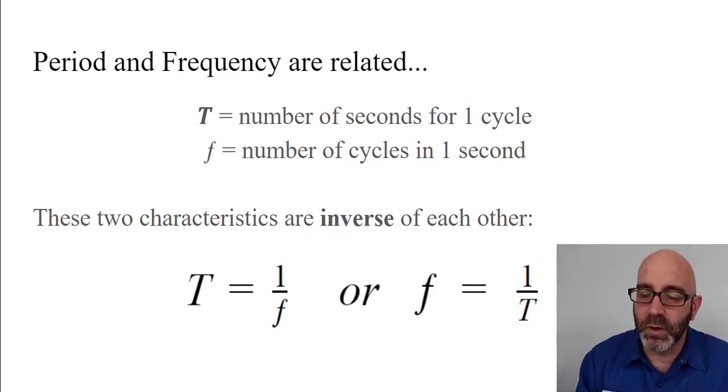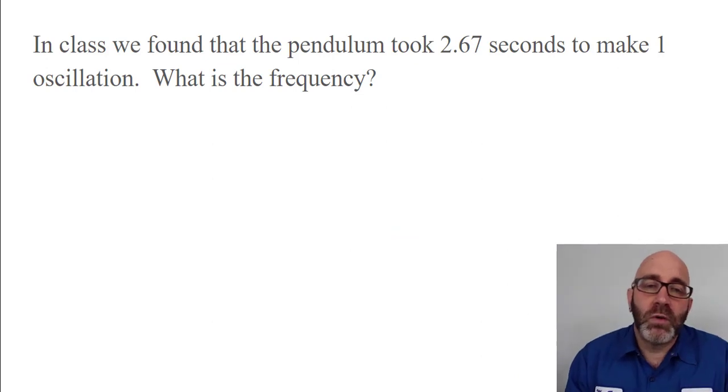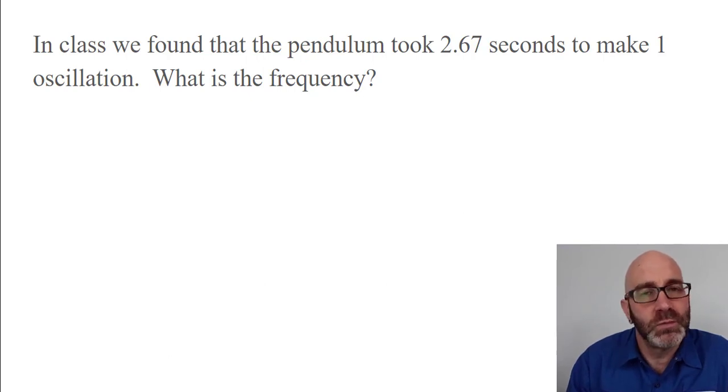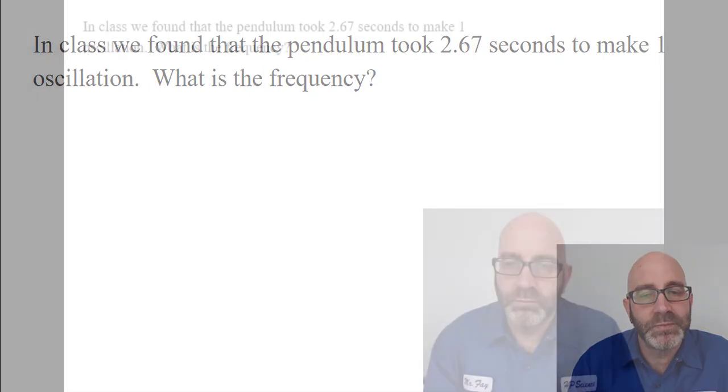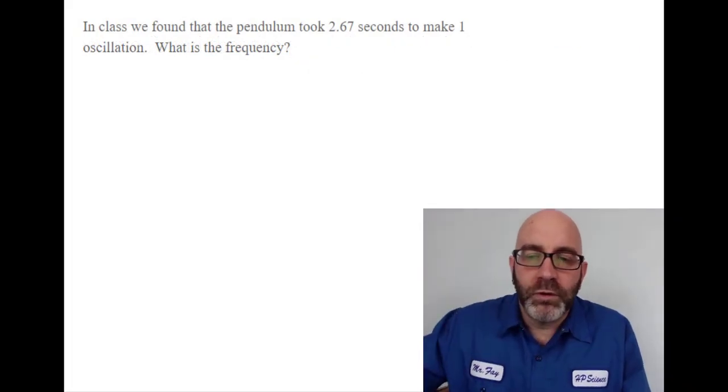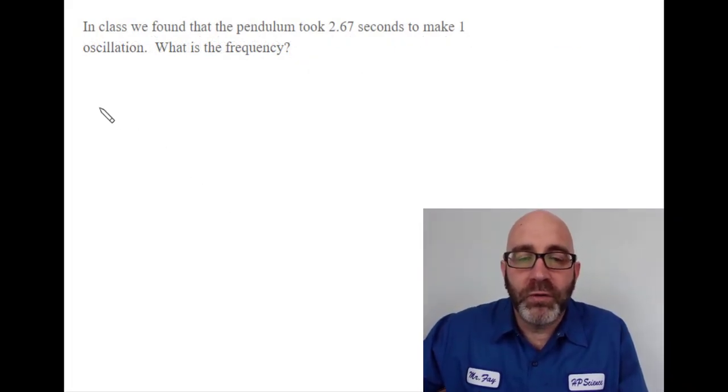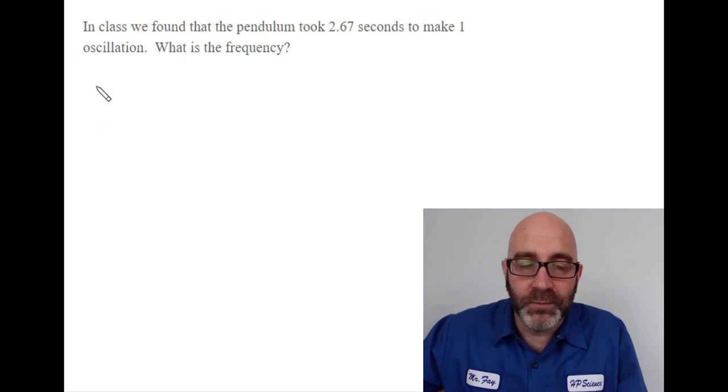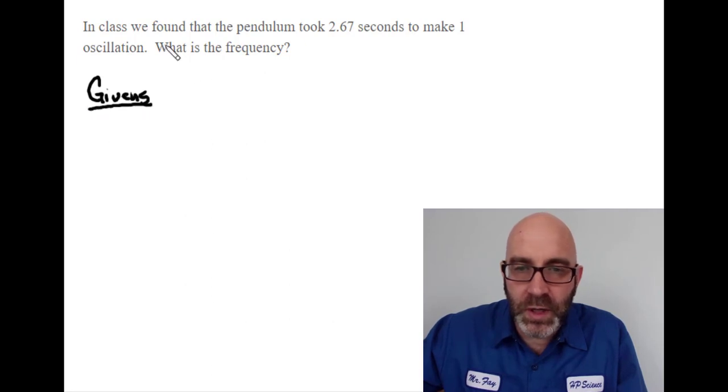Let's practice this really quick. So let's say in our class we found a pendulum took 2.67 seconds to make one oscillation. What is the frequency? So in order to solve this, I'm going to use my very standard GUESS technique. And GUESS stands for, I'm going to identify the givens first. And so in my question I'm told that 2.67 seconds. So let's see, that's a period.